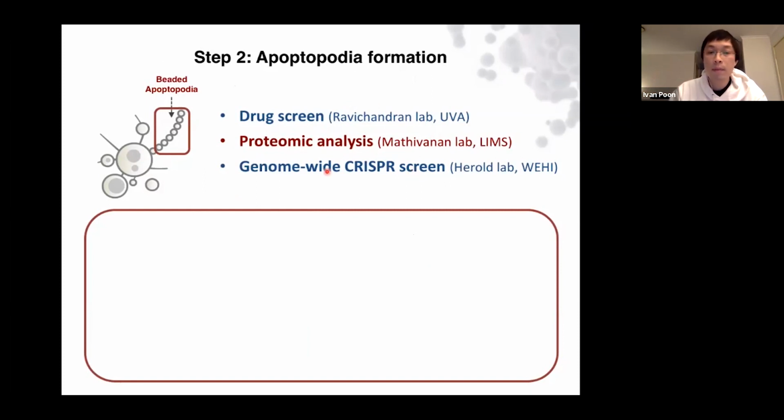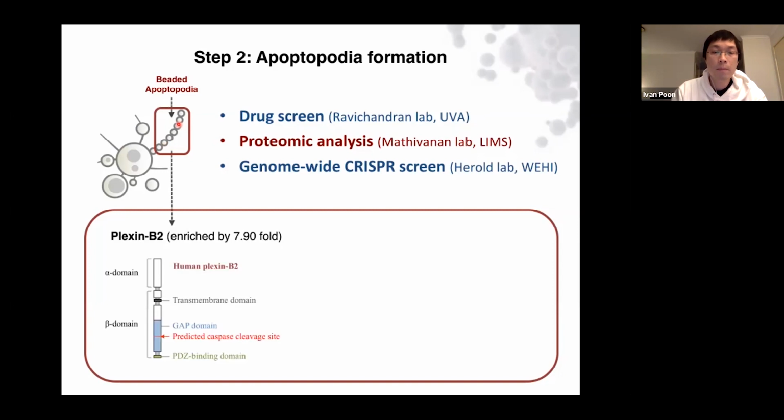But we also took a different approach with the beaded apoptopodia. This is the protrusion that I mentioned before that's formed specifically by THP-1 monocytes. A few years ago, we developed a really basic method to enrich the beaded apoptopodia. And the idea is that we're trying to work out what kind of proteins are enriched in there. And hopefully we'll find out potentially what drives the formation of the protrusion and maybe what's the function of some of those vesicles that are released.